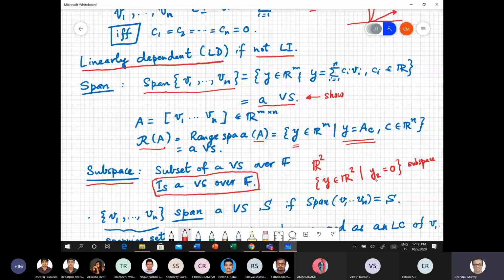We say that a set of vectors v1 to vn span a vector space S if the span of v1 to vn is equal to this vector space S.